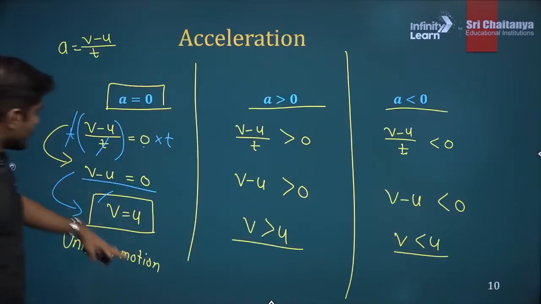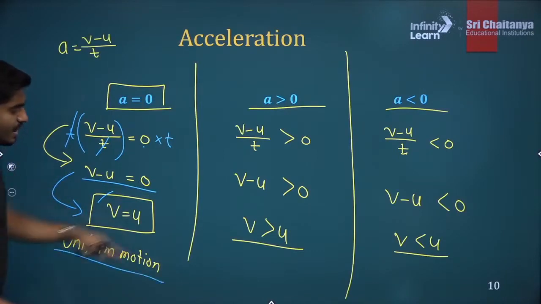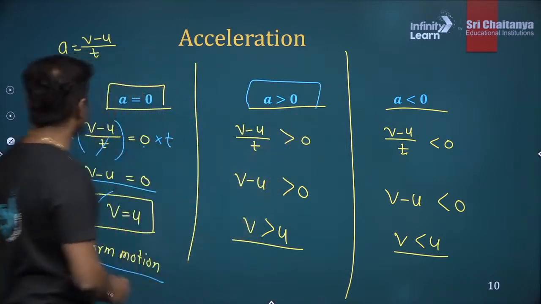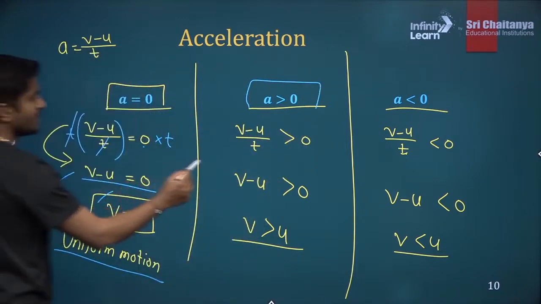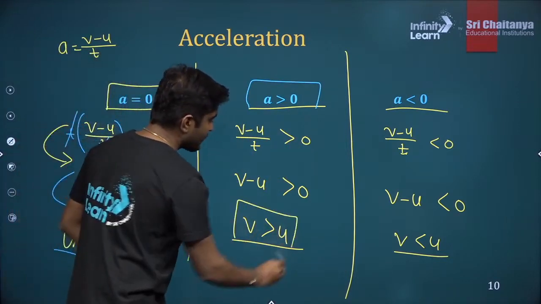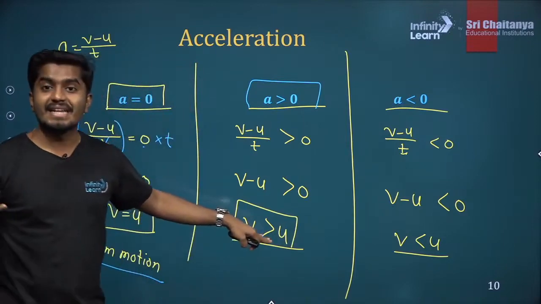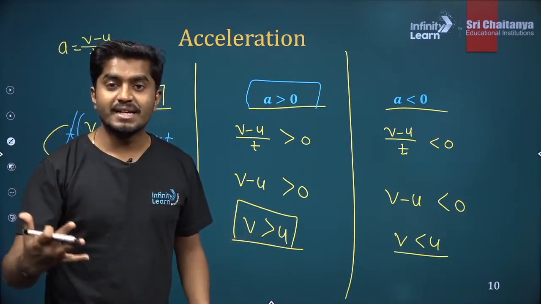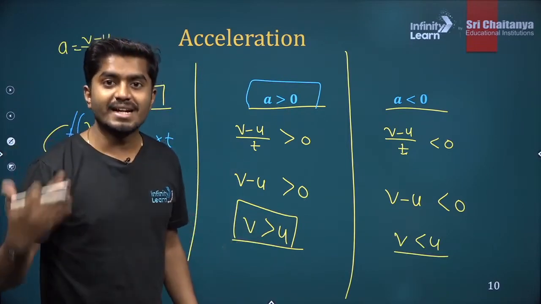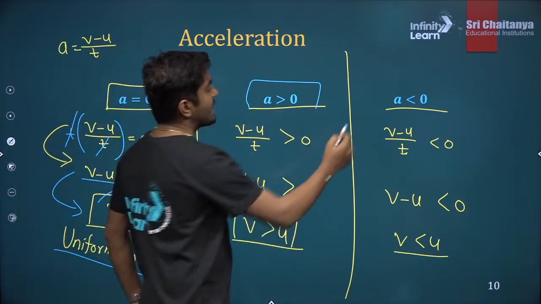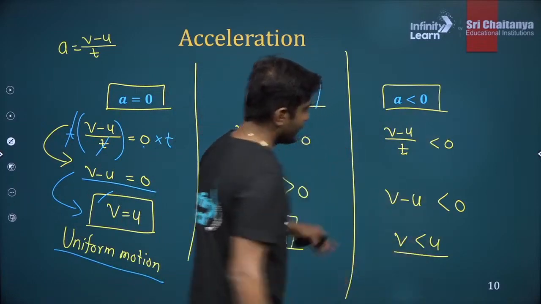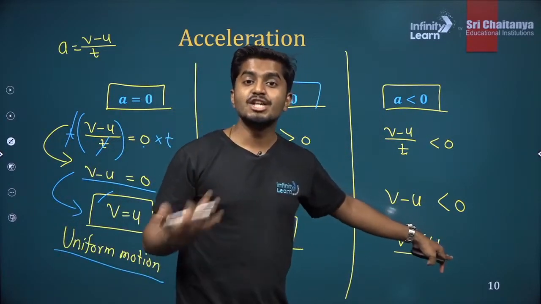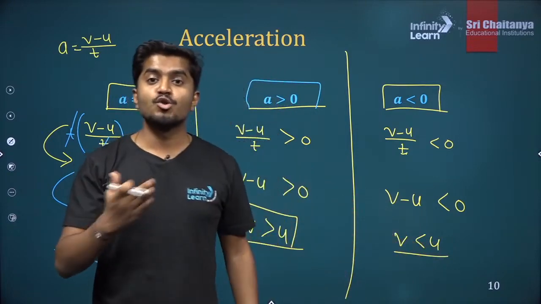Here there is a uniform motion. How about this? If the acceleration is positive, then the final velocity is greater than initial velocity. So the object is gaining speed. The speed is increasing continuously. And here, if the acceleration is negative, then the final velocity is less than initial velocity. So the object is slowing down.